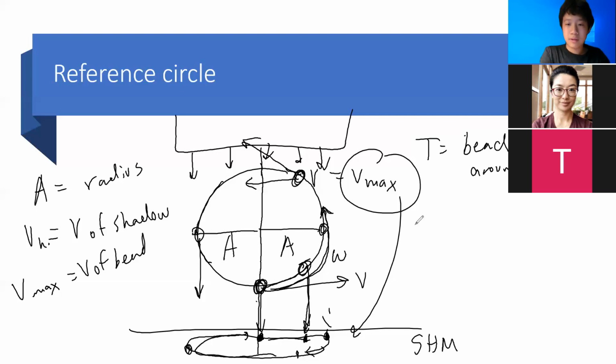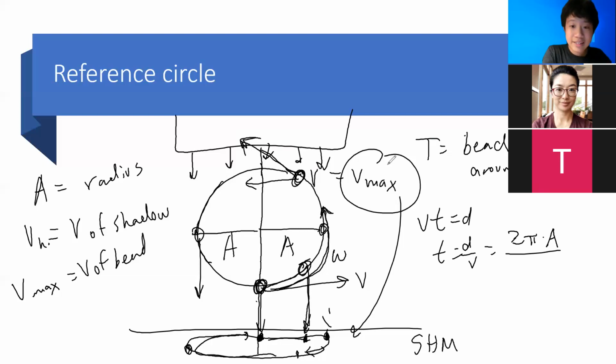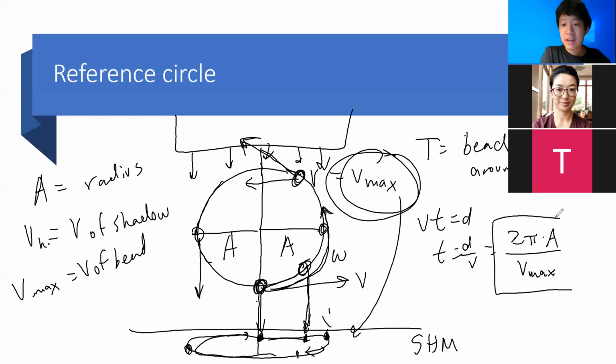Well, vt equals d, so t equals d over v. So what's the distance this bead needs to travel? Well, it's going along the circumference of the circle, which means that d is 2 pi times A, because A, the amplitude, is the radius of the circle. Now the velocity is the velocity of the bead going around the circle, right? And the funny thing is, that's equal to V max, remember. So we can replace this with V max inside. So now we have this formula for the period of the oscillations.